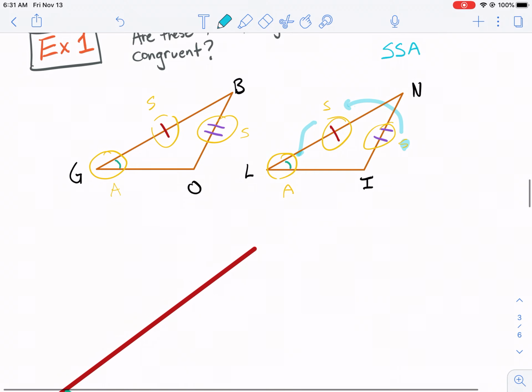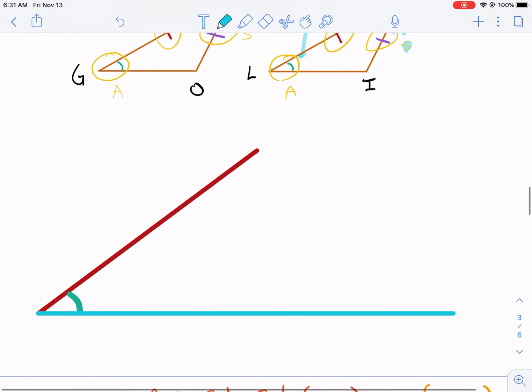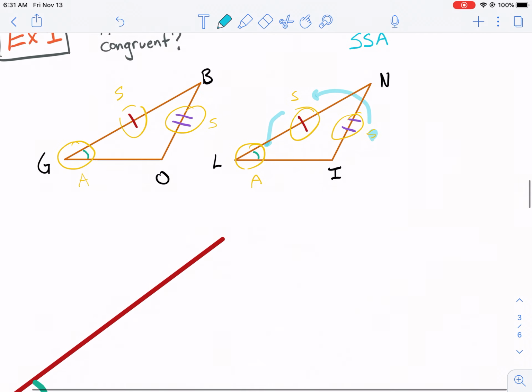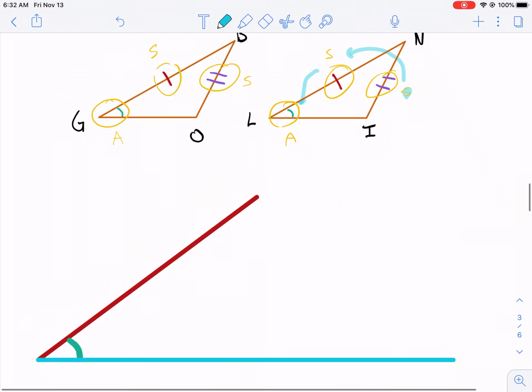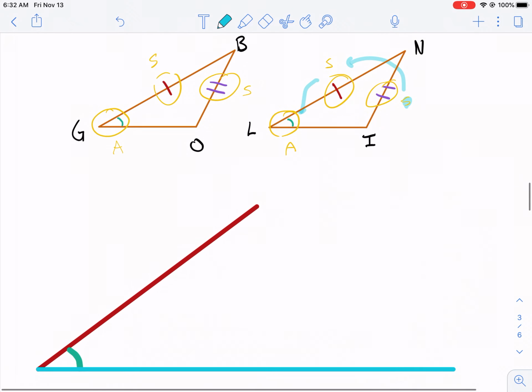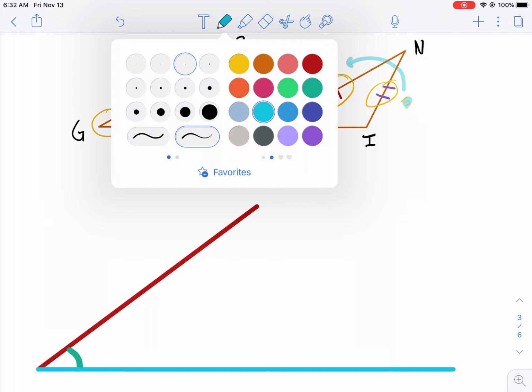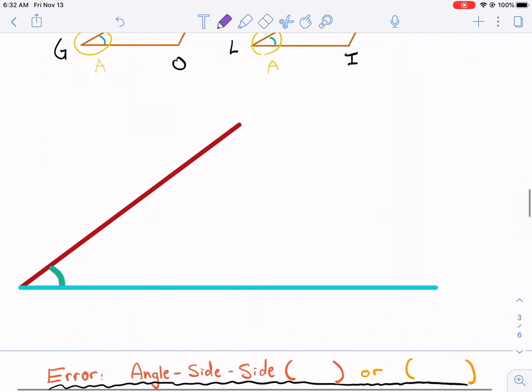Well, we've learned ASA, AAS, SAS, and SSS. So naturally, many people would assume, oh, SSA has got to be one. But let's take a look. I've drawn the framework here of the given angle in green, the given side in red, and now I'm going to draw the purple side here.